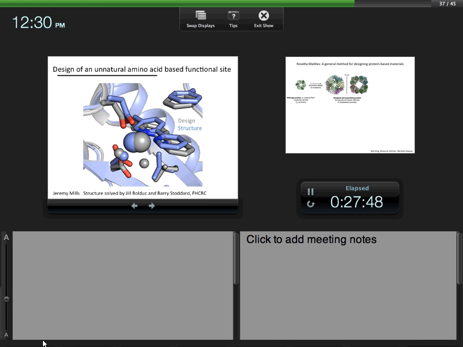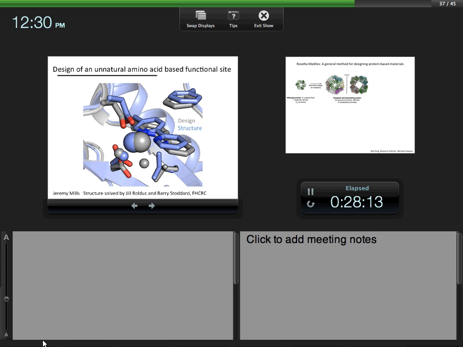We can incorporate unnatural amino acids into these, both the binders and catalysts. This is work of Jeremy Mills, a postdoc in the lab, showing a de novo designed metal binding site, with the crystal structure and design model superimposed. This is a binding site for metal that uses a bipyridine residue that's been put in using the Schultz lab methodology.